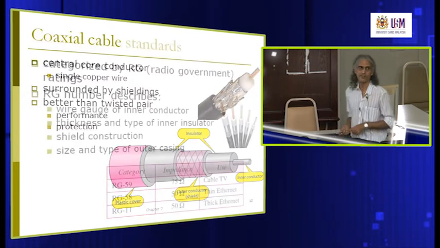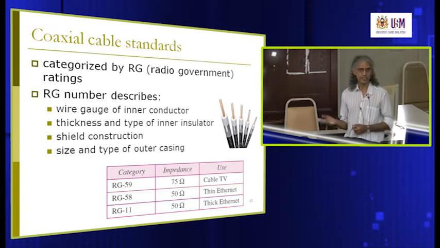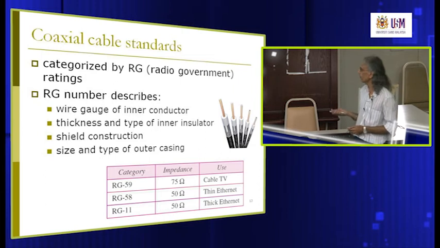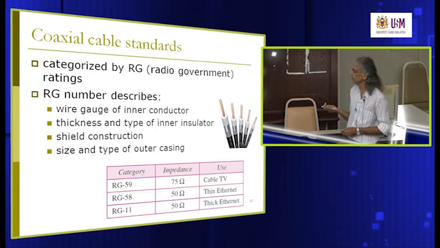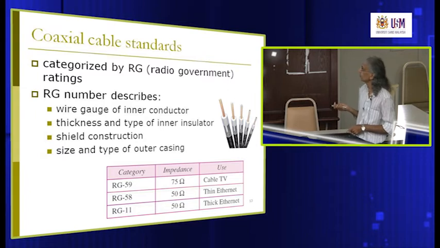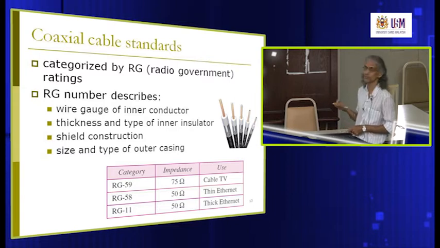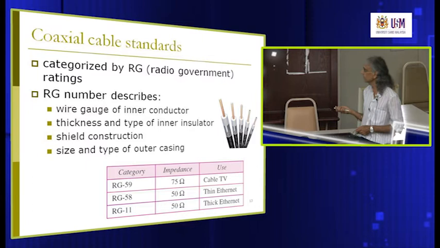So again, there are different standards for coaxial cables. In UTP, you have category 1 until 7. Here, there are three different types of coaxial cable standards. The RG is basically a specification number, and they are categorized by RG ratings. The RG basically describes the thickness of the inner conductor, the type of insulators used, the shields, and also the outer casing. How big is the outer casing? So three examples here.